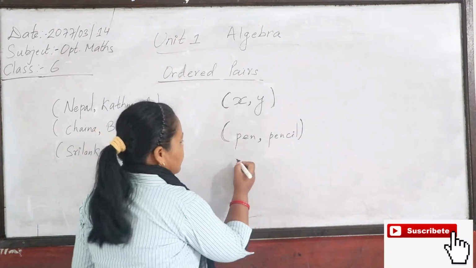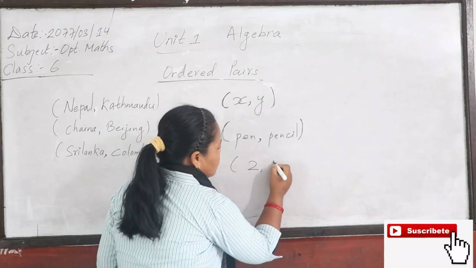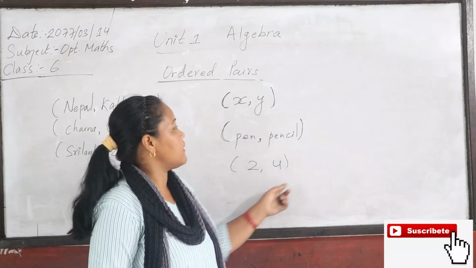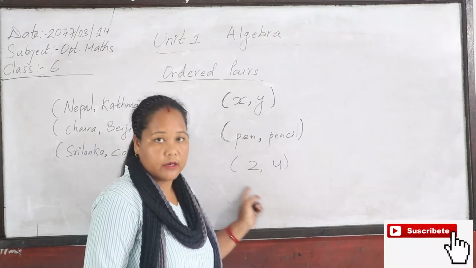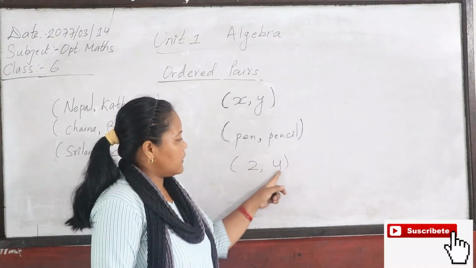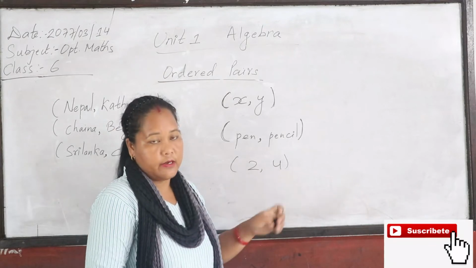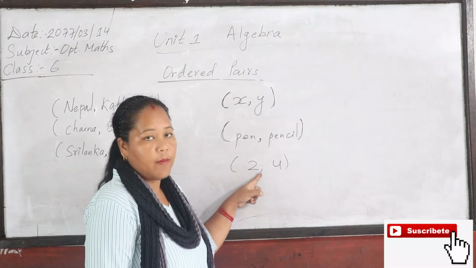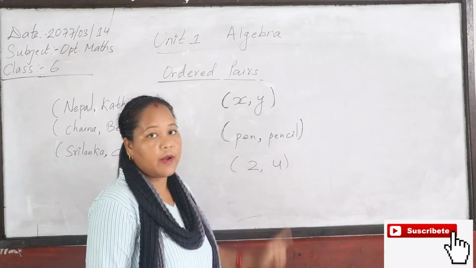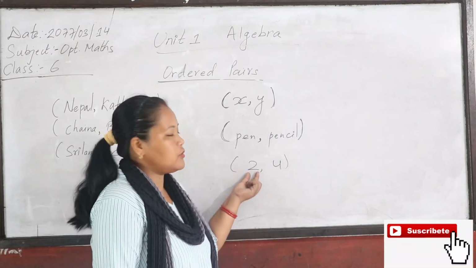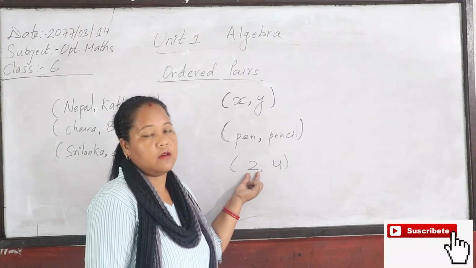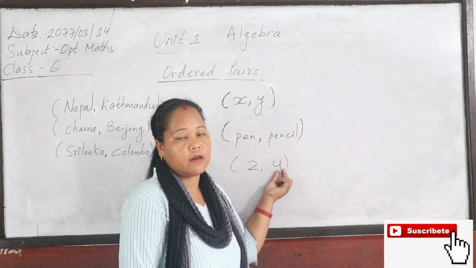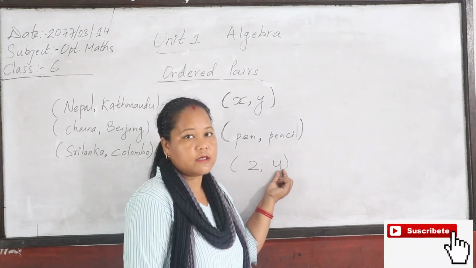Okay? 2, 4. Here, this is also an example of order pair. Okay? Here, the numbers are in a pair, so it is the order pair. And here, we use comma and round brackets. Okay? And 2 is called X coordinate or abscissa. This 4 is called Y coordinate or ordinate. Okay?